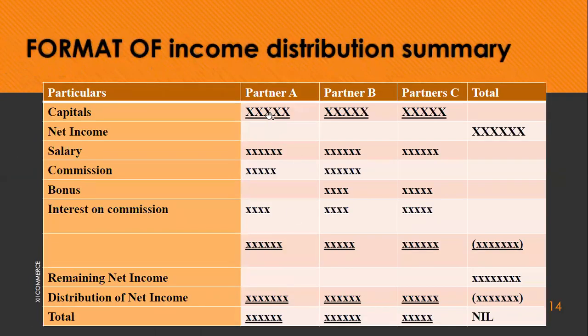ठीक है, then we have, this is our format for the partners. We have discussed this before, but the change is this, we have adjustments over here: salaries, commission, bonus and interest on commission. अगर हमारे पास इसमें interest on drawings होता, तो हम इन सबको add करते हैं, and then we will write less interest on drawings, and then we further solve it.